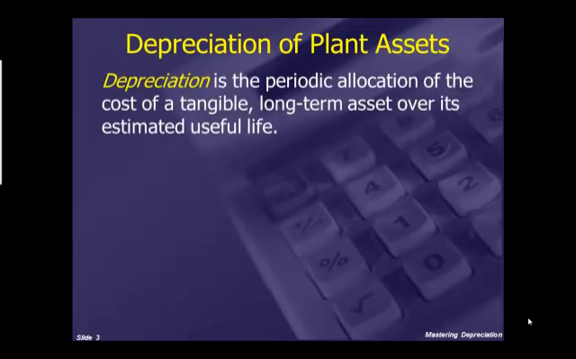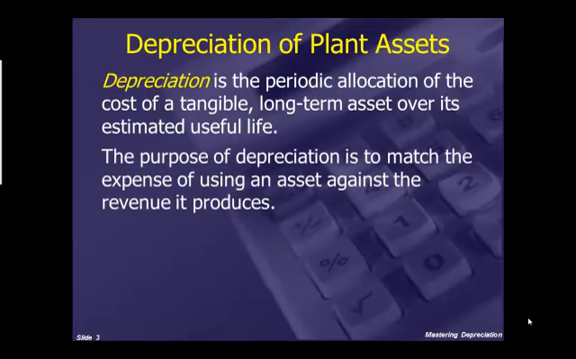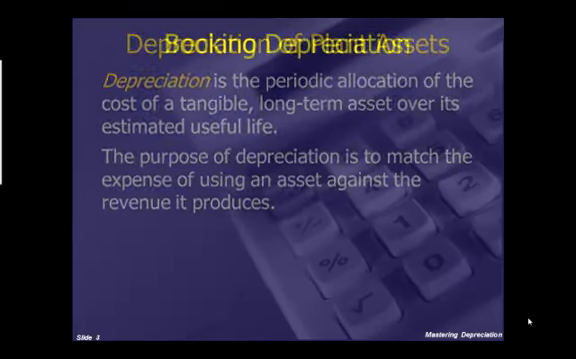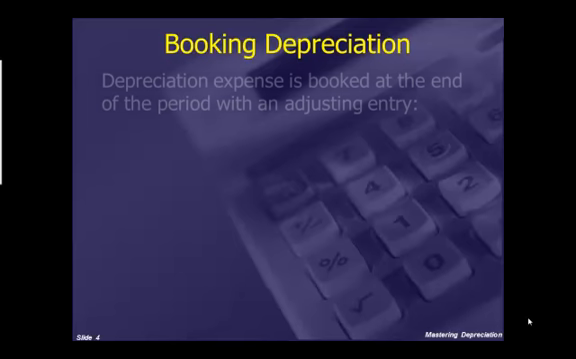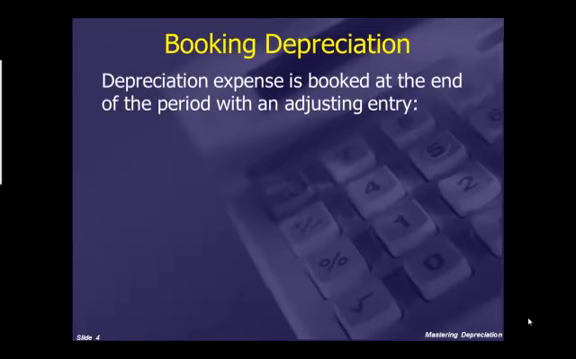Depreciation is the periodic allocation of the cost of a tangible long-term asset over its estimated useful life. The purpose of the depreciation is to match the expense of using an asset against the revenue it produces. Depreciation expense is booked or recorded at the end of the period with an adjusting entry.